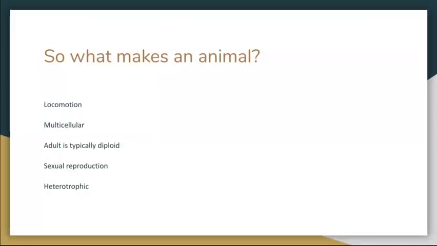So, if you remember back to the protists, when we told you that they were animal-like, that meant that they had locomotion and that they were heterotrophic, taking in the energy from the outside. Today, we're going to talk about what makes an animal different from an animal-like protist, as well as what specifically makes an invertebrate an invertebrate.